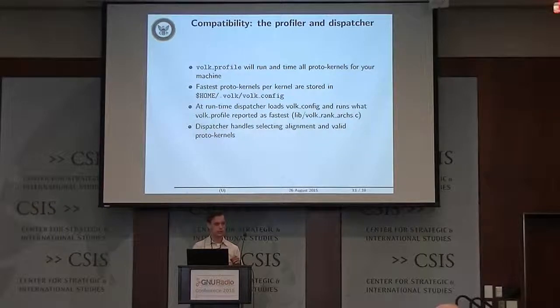There's also a trick: there's an environment variable you can set to always run the generic version as well. So at runtime, the dispatcher will look in this file, and this happens in lib/volk_rank_archs.c. This will look at the file that Volk Profile has generated, and then use the best one we've measured for your machine. And then the dispatcher handles all the messy details of what architecture is running online.